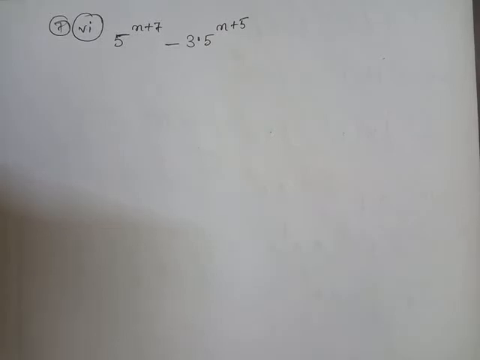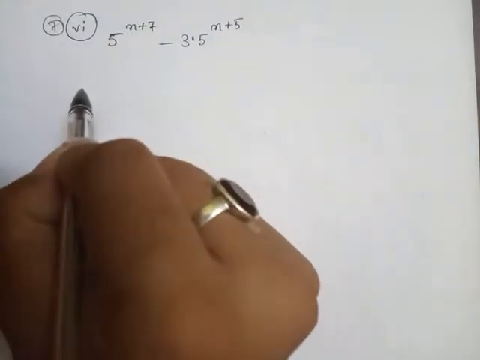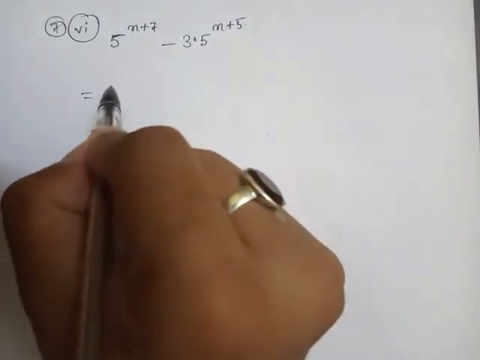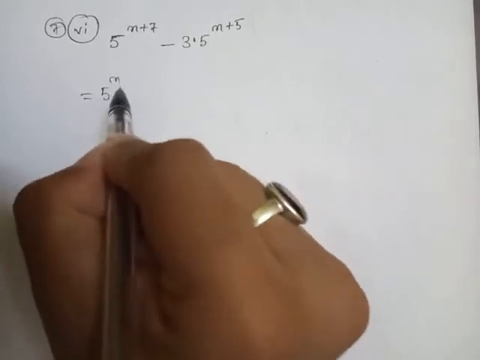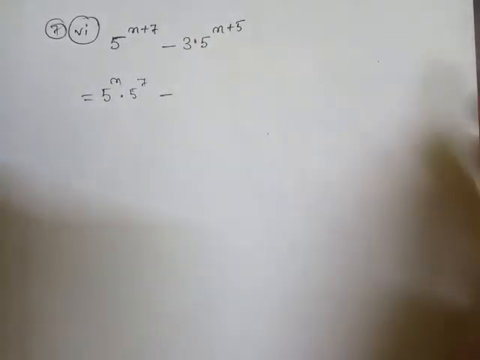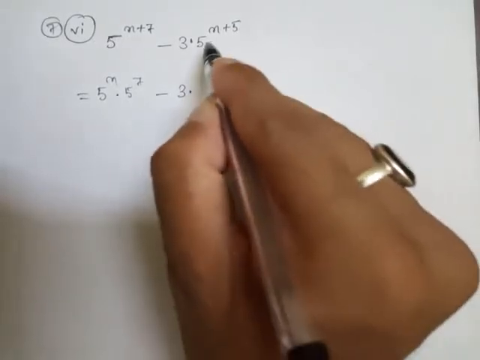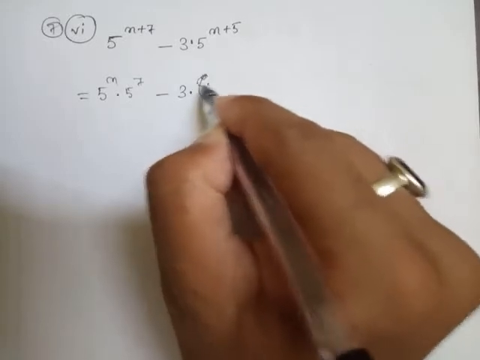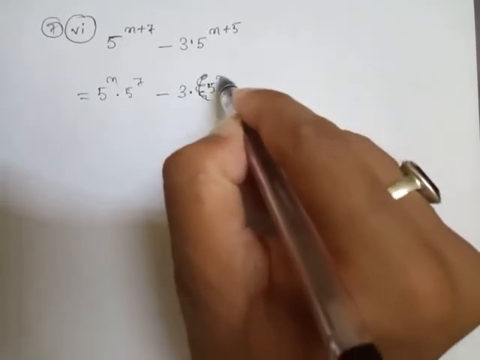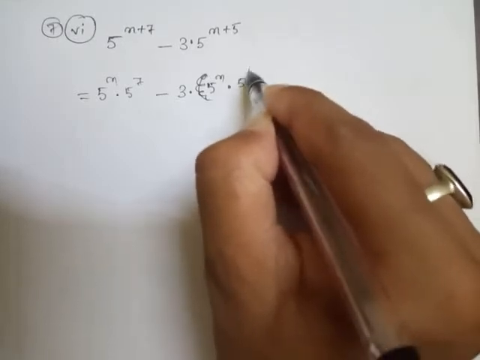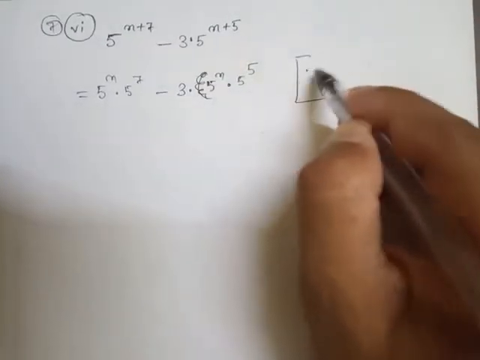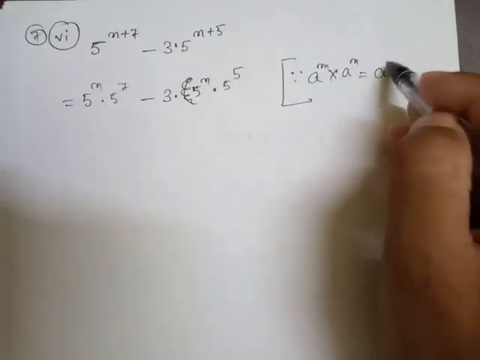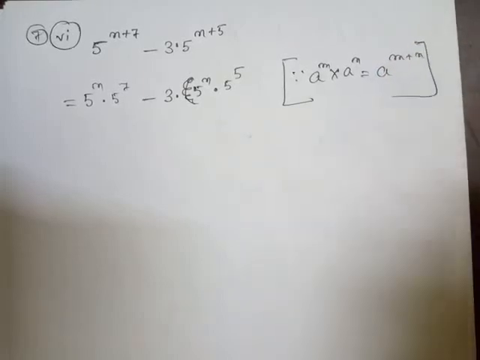Now look, the next one, 7 Roman 6. So here, student, how to solve this one? Look, we'll split up first 5 to the power n plus 7, which means I'll write 5 to the power n into 5 to the power 7 minus 3 into 5 to the power n into 5 to the power 5. Why have I written this? Look, the formula a to the power m into a to the power n equals a to the power m plus n. This formula I am using here.